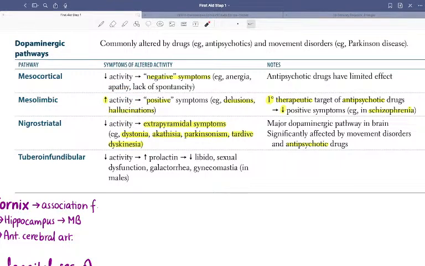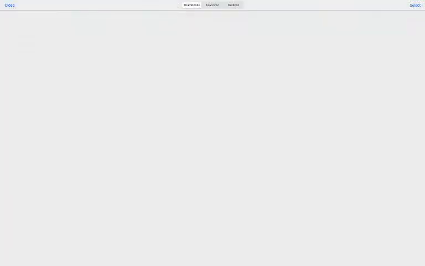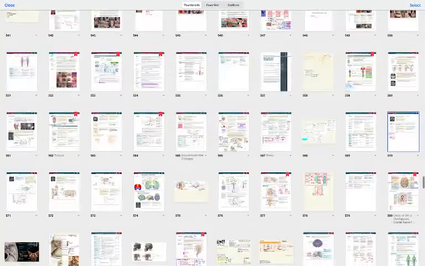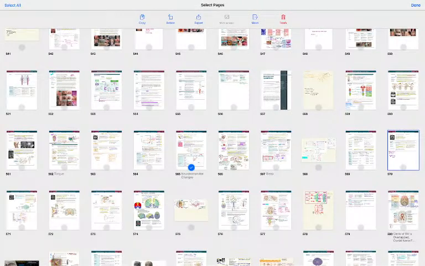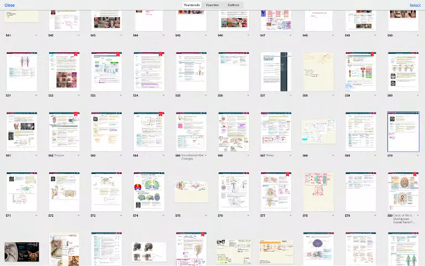Okay, so we will just go back to that particular table where they had all the neurotransmitters. The reason I want to go back to that is because it will give a final, clear picture of everything.